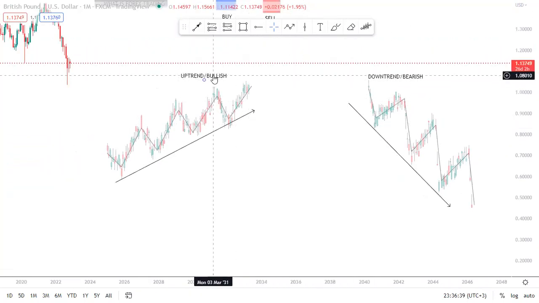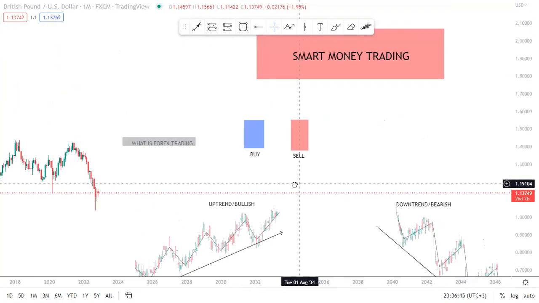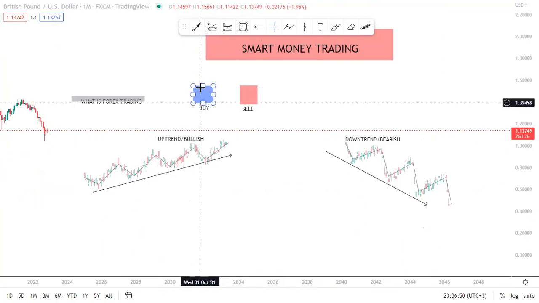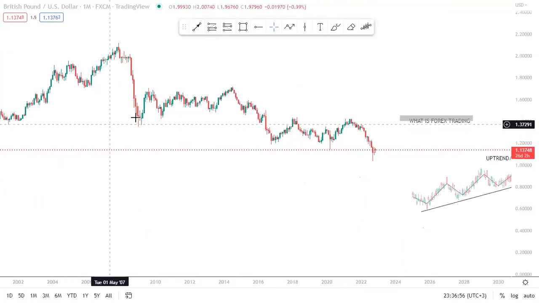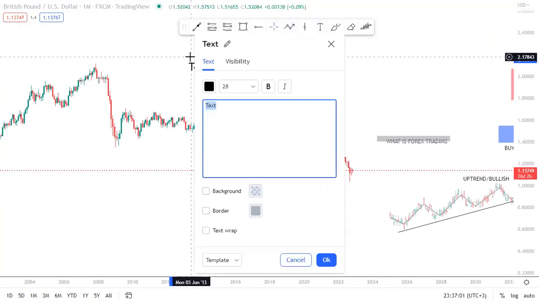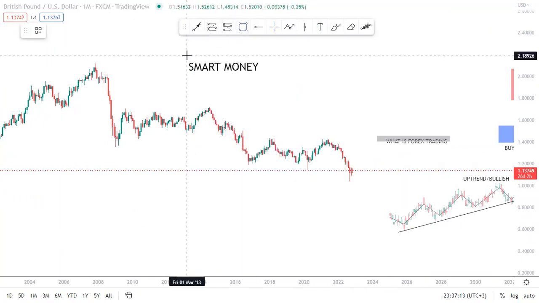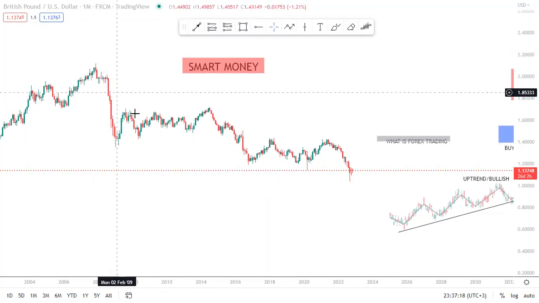So after knowing this uptrend or downtrend, let me introduce you guys to what we mean by smart money trading. This is everything that we are going to be doing. As this market is moving, it is being moved by what we call the smart money. The smart money are the people that move this market. Who are the smart money? The smart money are the banks or the institutions, those big banks that have a lot of money. Those are the people that really move the market.